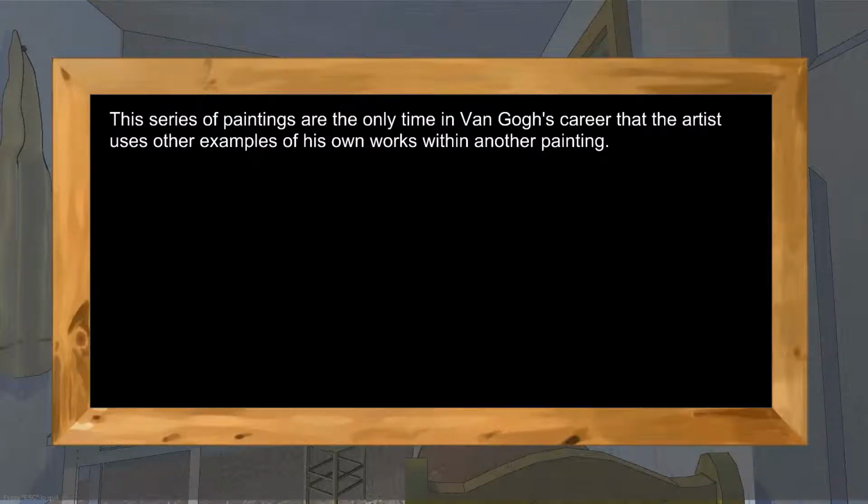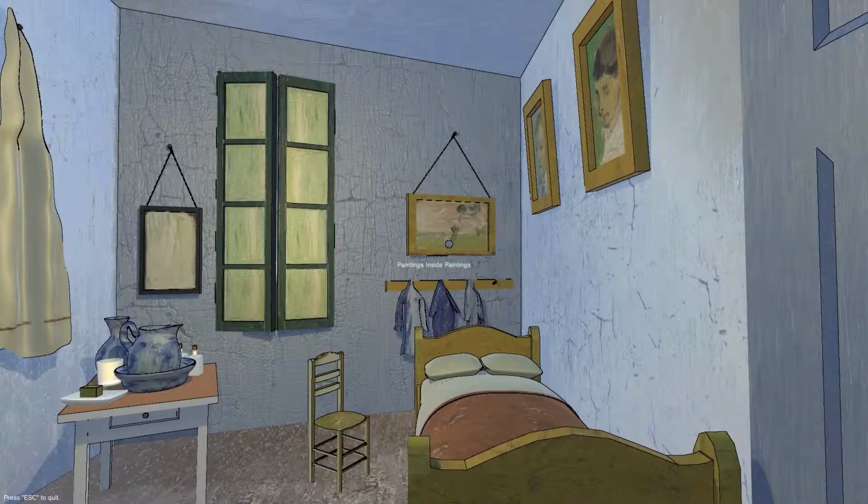If I click on it, I get a wooden frame with a black background that shows you an actual description of that particular item. So in this case, it talks about the examples of putting Van Gogh's art in this painting from other actual paintings. If I click again, it takes you out of it.